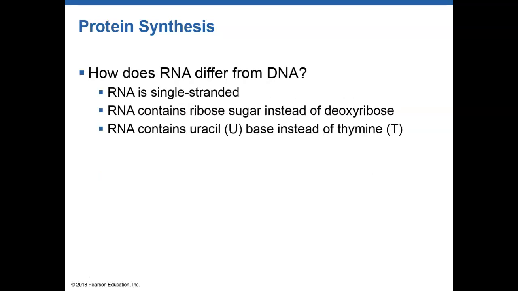So how do DNA and RNA differ? I've talked about this before as well. RNA is single-stranded, whereas DNA is double-stranded. DNA is found in a helical form. RNA is not a helical molecule. RNA contains ribose sugar. DNA contains deoxyribose, and RNA contains uracil, while DNA has thymine.